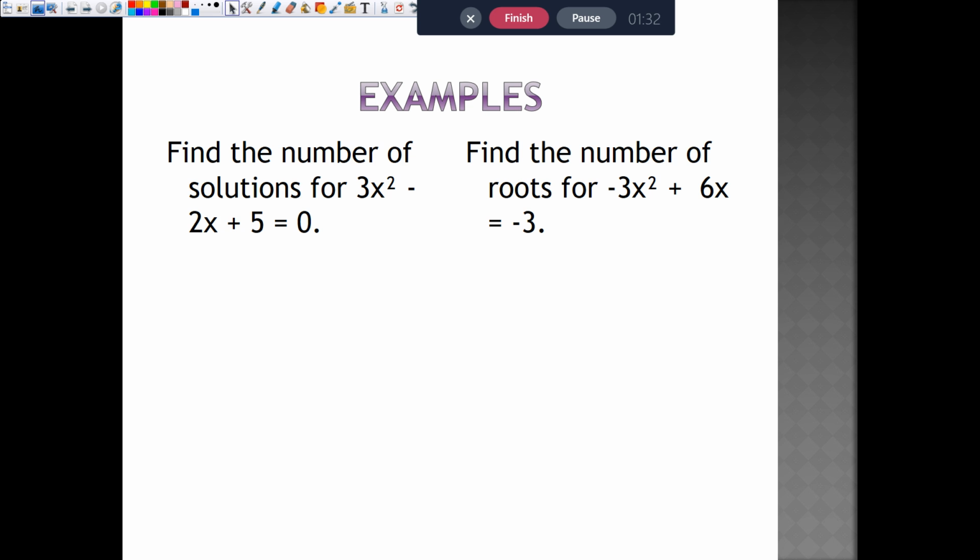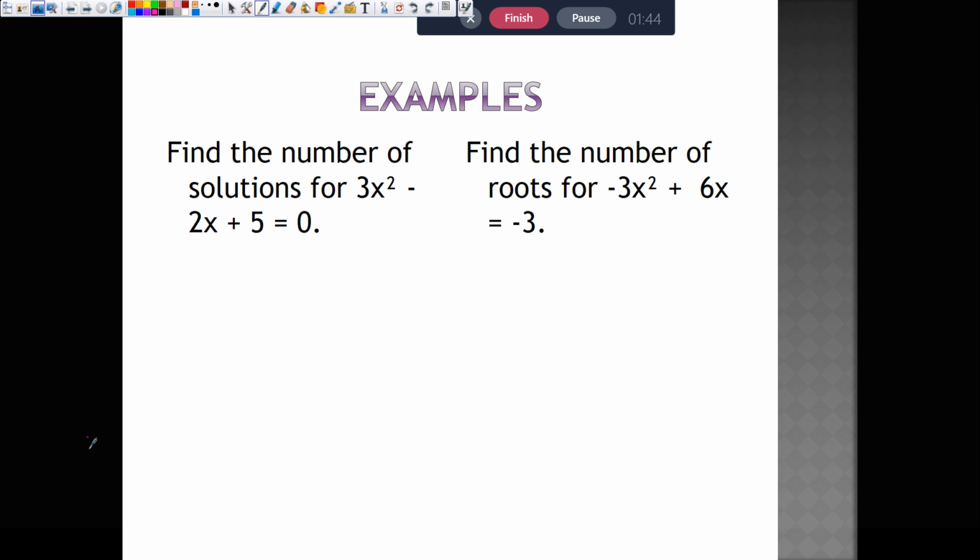So find the number of solutions for x squared minus 2x plus 5 equals 0. So what we're going to do, we're going to take our equation, and we're going to write it up top. b squared minus 4ac. So I'm going to substitute in negative 2 for b, substitute in 3 for a, and substitute in 5 for c. Okay?